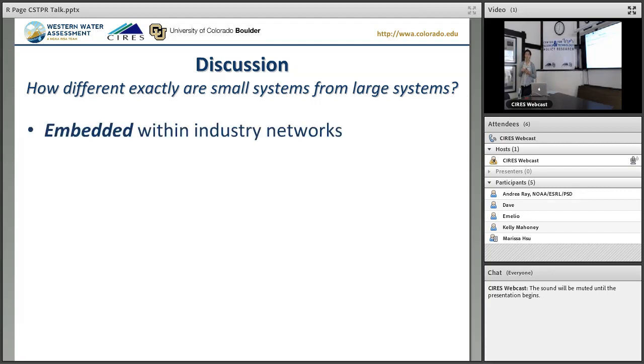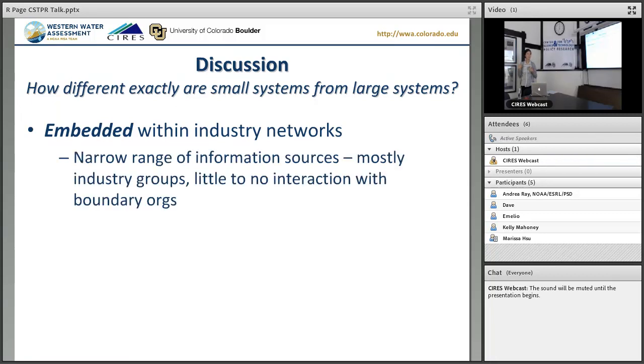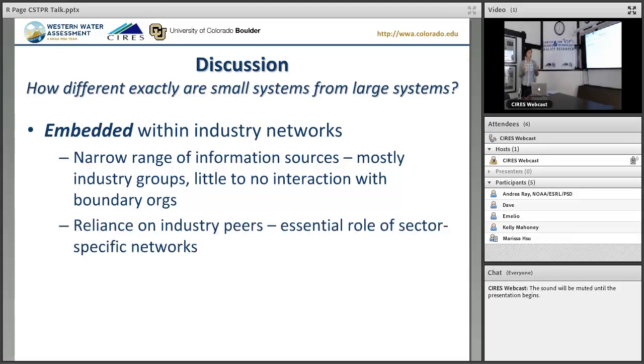Another important finding is that these managers are clearly very embedded within their professional networks, within their industry networks, and that they're relatively insulated from interactions with universities and other boundary organizations. So their sources of information were relatively narrow. They mostly engaged with industry groups. Like I said, they didn't really participate in some of the main activities like webinars and things that we see as the main platforms to engage between producers and users of information. They heavily relied on their industry peers, both for sources of information as well as assessment of local conditions.